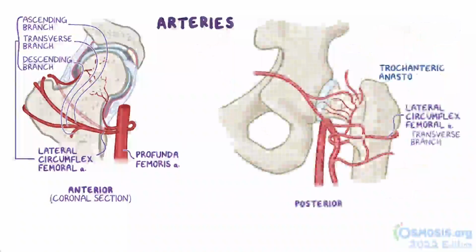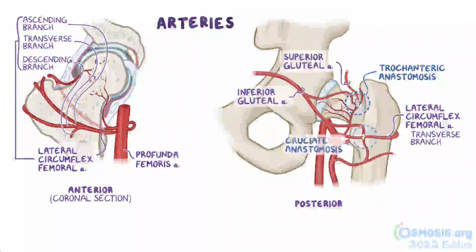The trochanteric anastomosis is also joined by the branches from the inferior gluteal artery and superior gluteal artery, while the cruciate anastomosis is also joined by a branch from the first perforating artery and by a branch of the inferior gluteal artery.